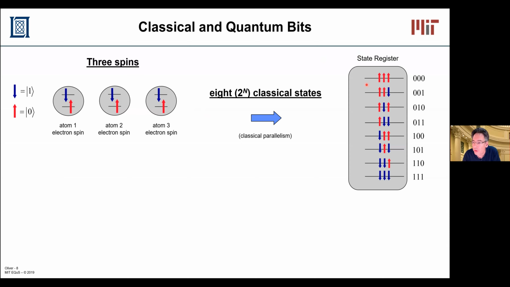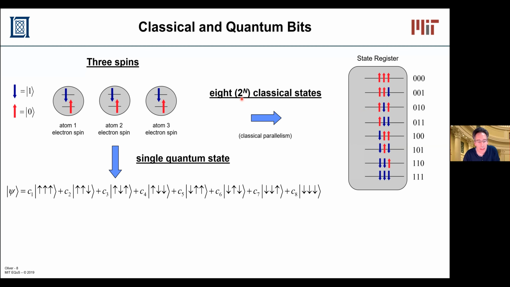And we could put them in a state register like this, and you just enumerate all the different states, from all of them being up to all of those spins being down. And this gives you a notion of classical parallelism. What I mean by that is, classically, we take one of these states, we put it into a classical computer, we perform an operation, and out comes some function of that. And if we wanted to do a second computation on a different input state, we could either do it sequentially in time on the same piece of hardware, or we could do it in parallel on multiple copies of the hardware. But either way, if you have an exponentially large number of states you want to go through, it takes either exponential time or exponential hardware.